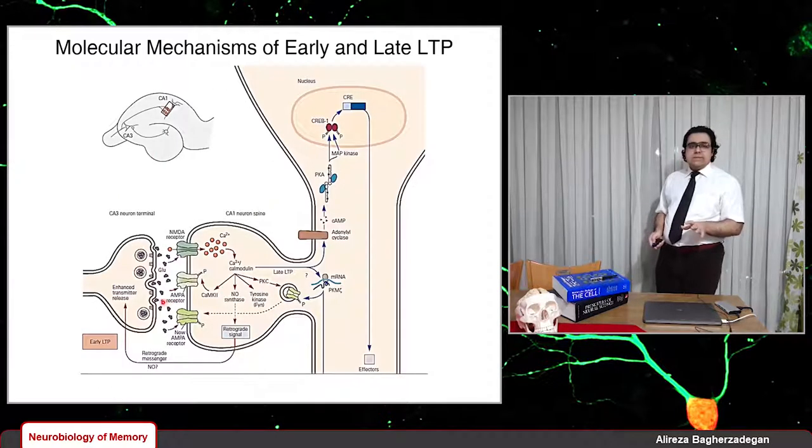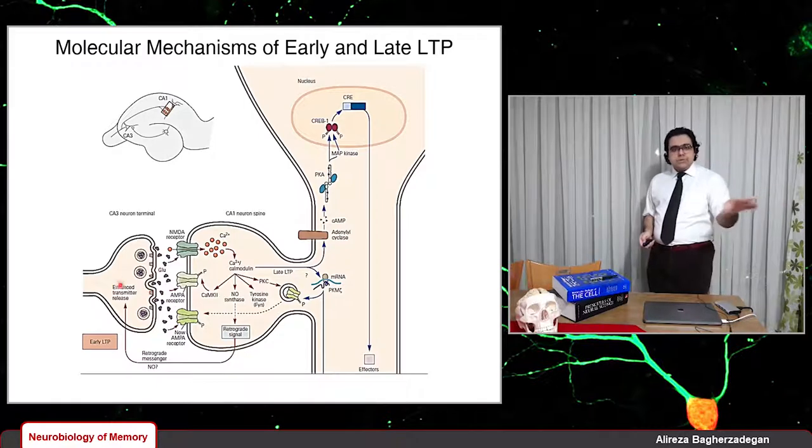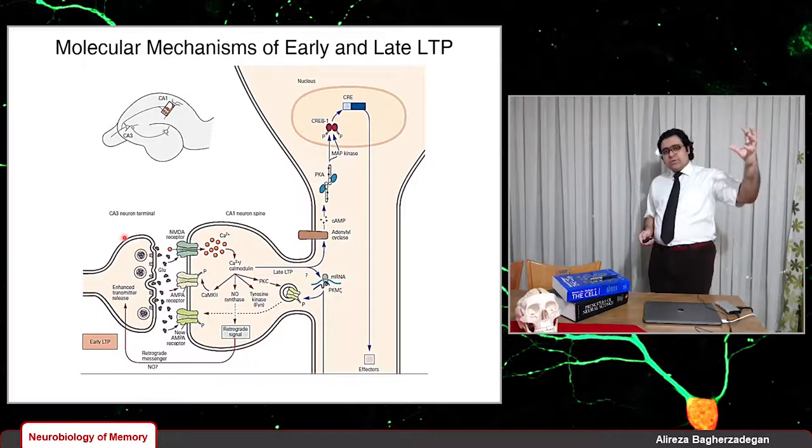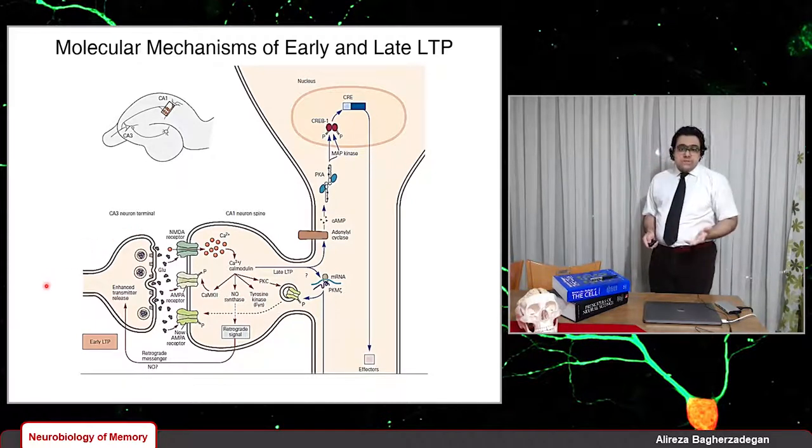So let's see what happens during the induction or expression of early LTP first. First of all, this presynaptic neuron is the axon terminal of CA3 pyramidal neurons. This is a Schaffer collateral synapse. As we remember, the presynaptic neuron of the Schaffer collateral synapse comes from the CA3 pyramidal cells, and the postsynaptic neuron is a dendritic spine of pyramidal cells in the CA1 area.